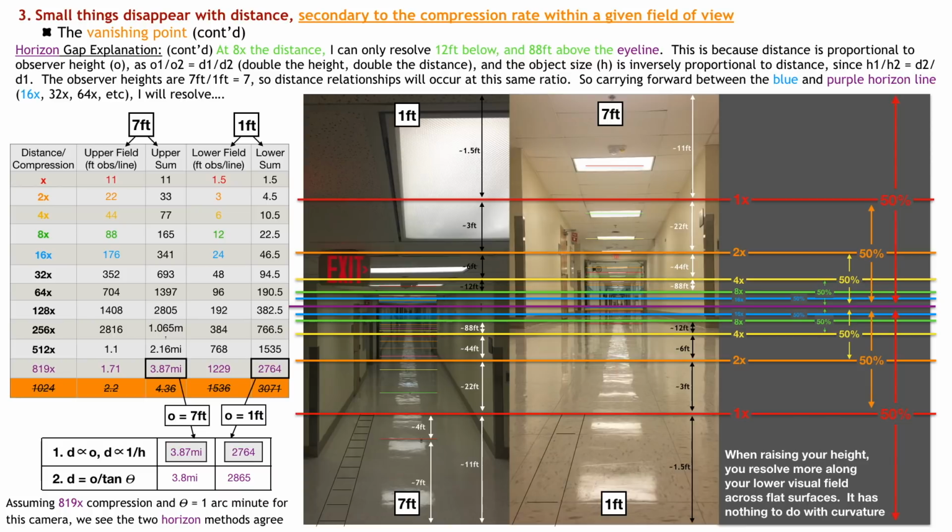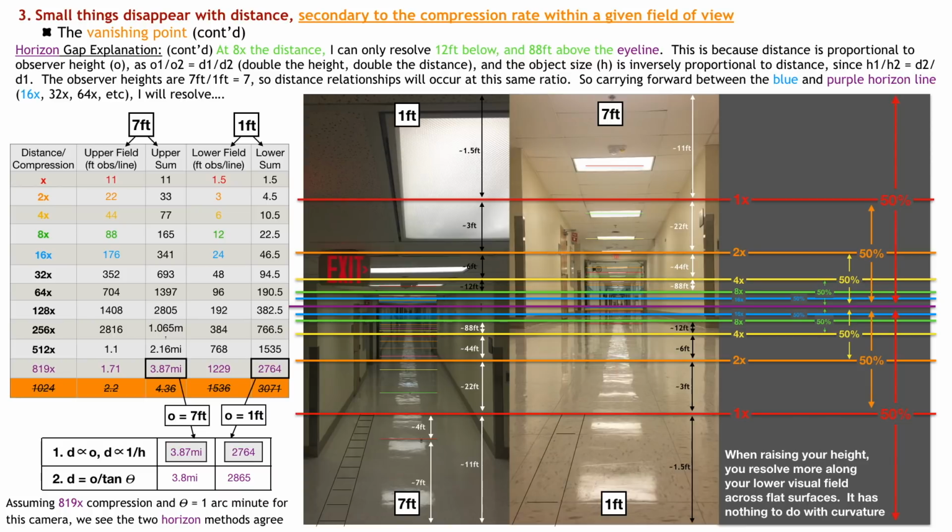And the object size that I'm looking at is inversely proportional to the distance, or H1 over H2 equals D2 over D1. So the observer heights are 7 foot divided by 1 foot equal to 7. So distance relationships will occur at this same ratio. So you'll notice in the columns on the table that 11 divided by 1.5 is going to be roughly 7, 33 divided by 4.5 is going to be roughly 7, 77 divided by 10.5 is going to be roughly 7, and that ratio will remain constant throughout.